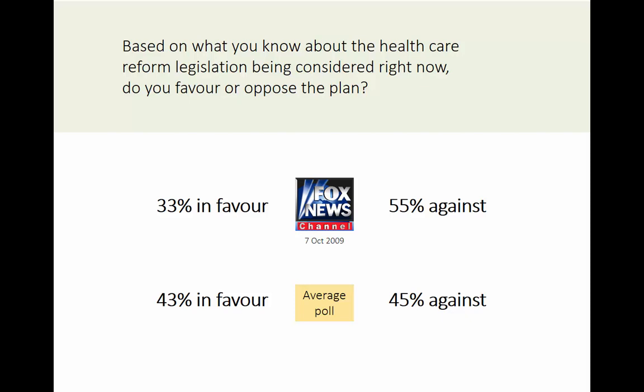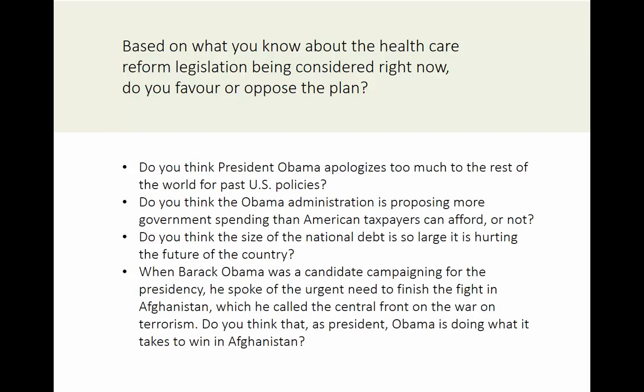The solution is in the question order. In the survey they did with Fox News Channel, these are some of the questions they asked right before they asked people about Obamacare, the healthcare legislation. They asked questions like: do you think President Obama apologizes too much to the rest of the world for past US policies? Is the Obama administration proposing more government spending than American taxpayers can afford? Is the size of the national debt so large it is hurting the future of the country?